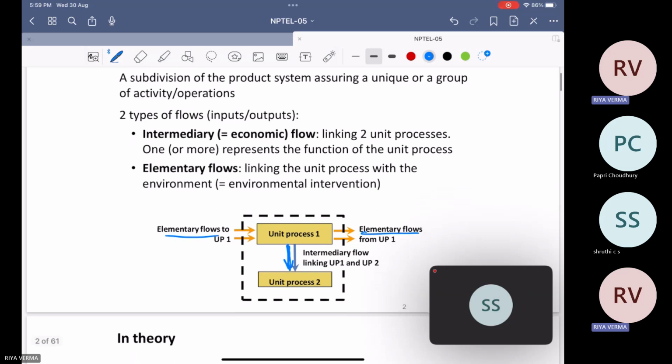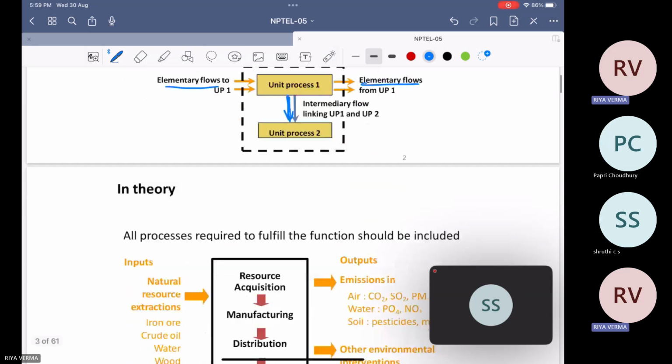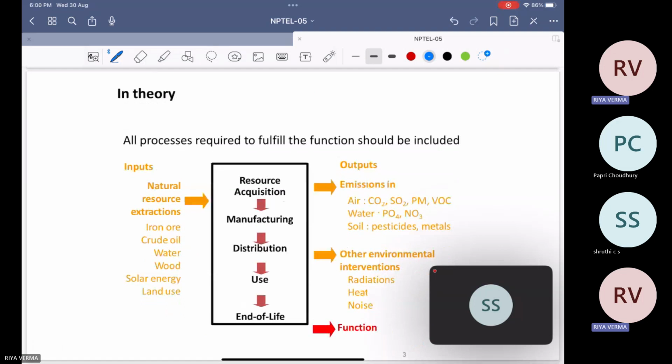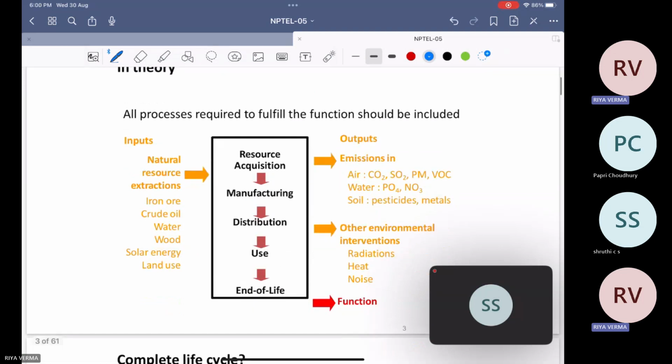Then basically, all the processes during the life cycle assessment that are required to fulfill the function should be included. So all the inputs and the outputs should be included. For example, during your life cycle assessment, the first phase is the preparation of the raw material. So for that we need resource acquisition. Then we go through the manufacturing phase. After that, the distribution and transportation phase is there. Then we have the use phase, and then we have the end of life phase. So all the inputs that are involved in all these phases must be included.